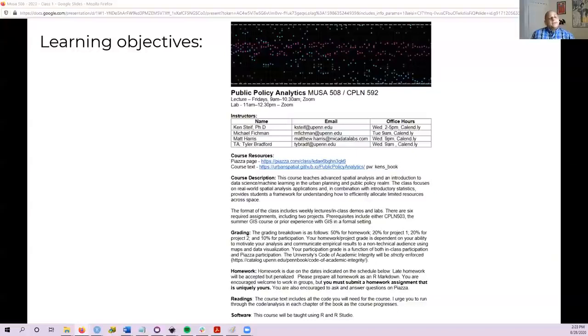The labs start at 11. Those labs are taught by Michael Fichman and Matt Harris. I will find a way to have them introduce themselves more formally to you in a live setting next week. But they're going to run the labs. You are assigned to one of those labs. Some of you are going to ask me, can you change lab sessions?